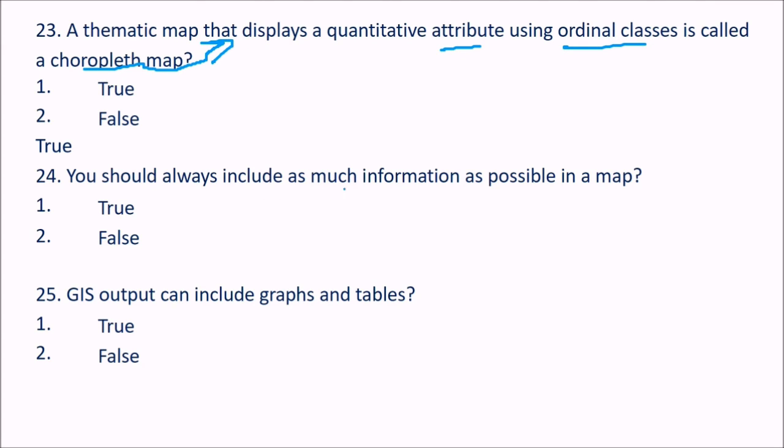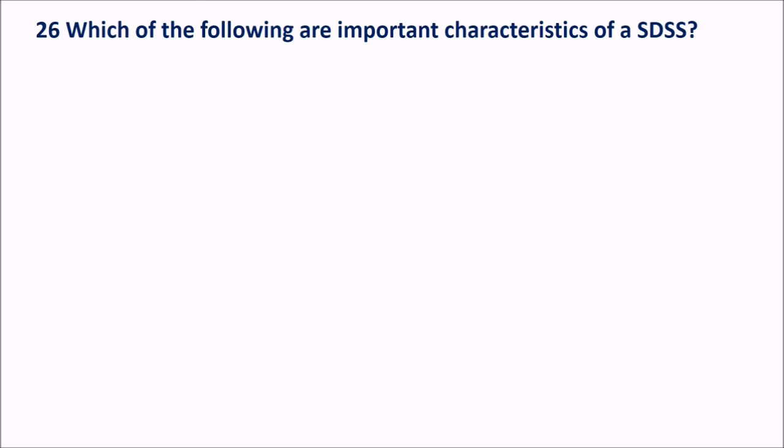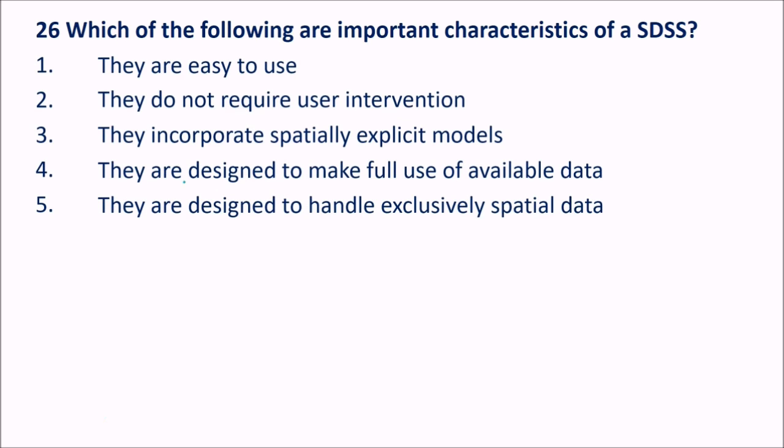You should always include as much information as possible in a map. True or false? This is false. This is not desired or not required also, or not advised. GIS output can include graphs and tables. Is it true or false? The answer is true.